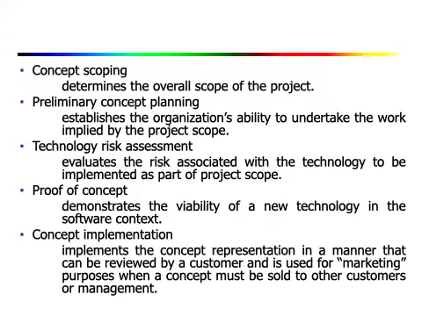First task is concept scoping. That means determining the overall scope of the project. Second is preliminary concept planning. That is, it establishes the organization's ability to undertake the work implied by the project scope. Then third is technology risk assessment. That means it evaluates the risk associated with the technology to be implemented as part of the project scope. Then fourth is proof of concept, which demonstrates the viability of a new technology in the software context.